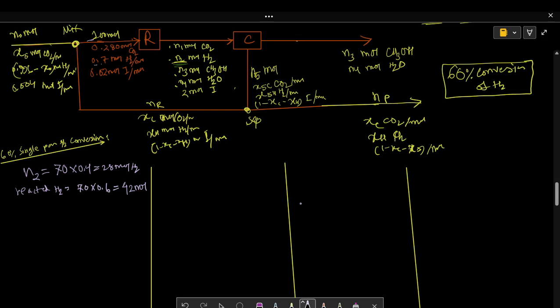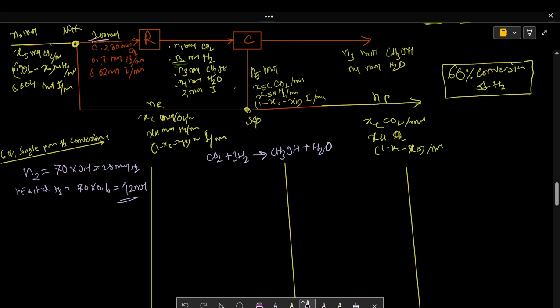Now the carbon dioxide balance. We see that in the input the carbon dioxide is 100 into 0.28, that means 28 mole carbon dioxide. We see that 42 mole hydrogen reacted in the reaction. The reaction is carbon dioxide plus 3 hydrogen, and the product is methanol plus H2O. So there is 42 mole reacted.